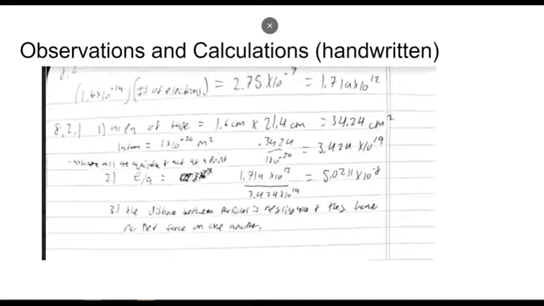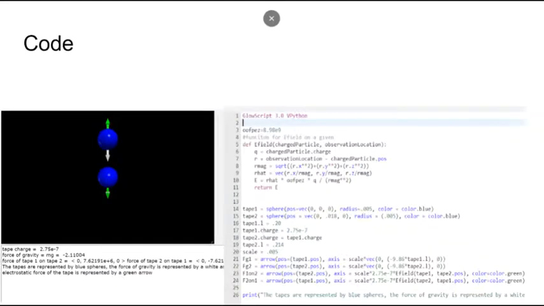Shown here is the GlowScript code modeling the experiment. The two tapes are represented by blue spheres, which makes the assumption that they are point masses acting on it alone in space. The force of gravity is shown in gray, and the force of electrostatic repulsion that each tape experiences from the other is represented in green. Note that the electrostatic repulsion points in the opposite direction of the other piece of tape.